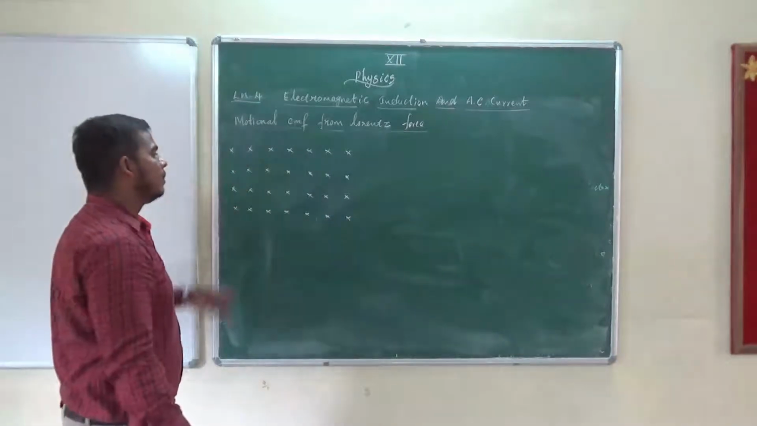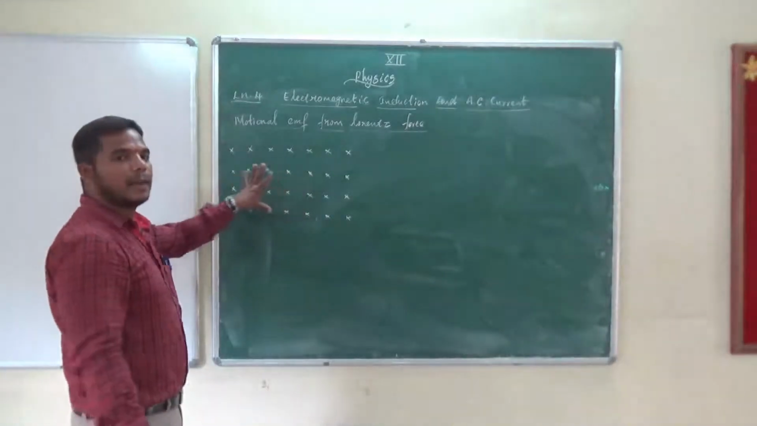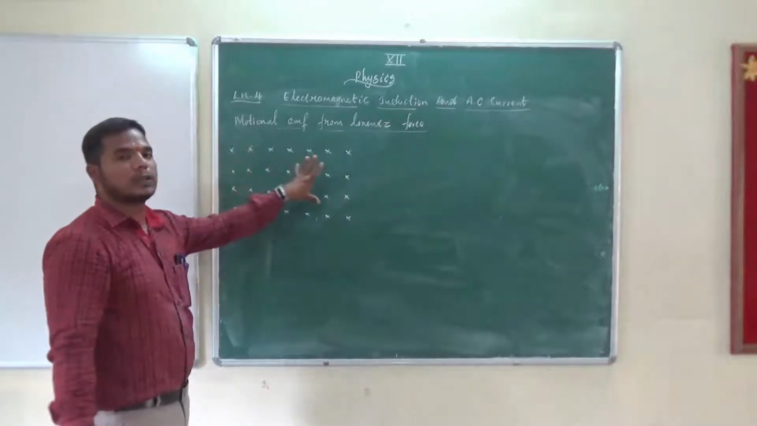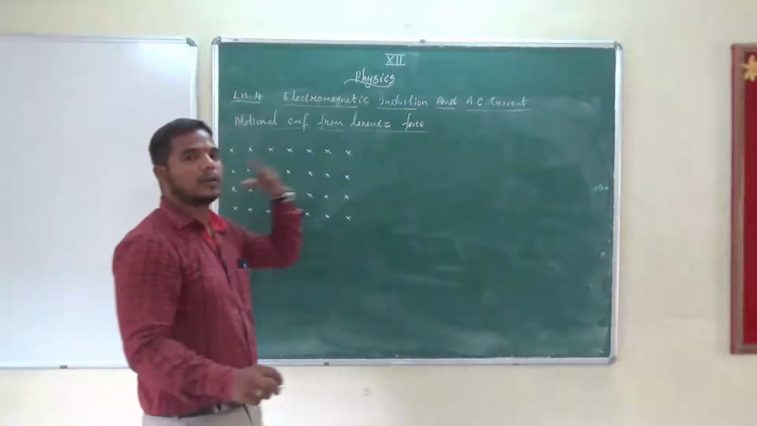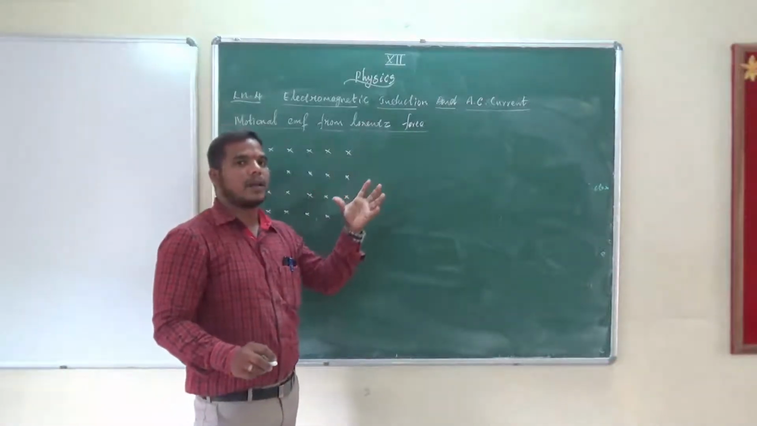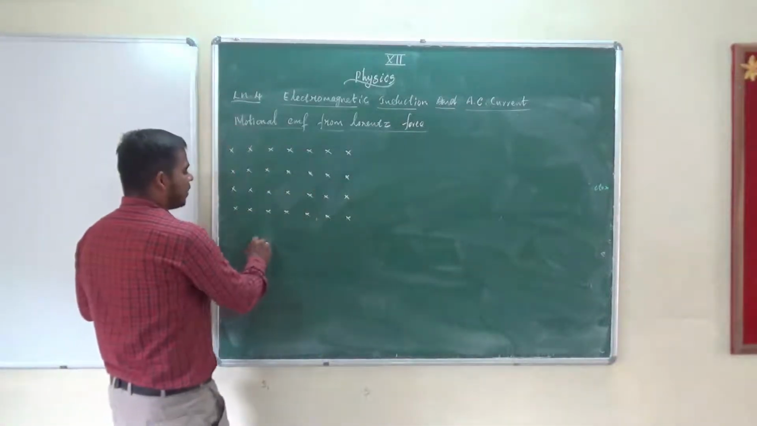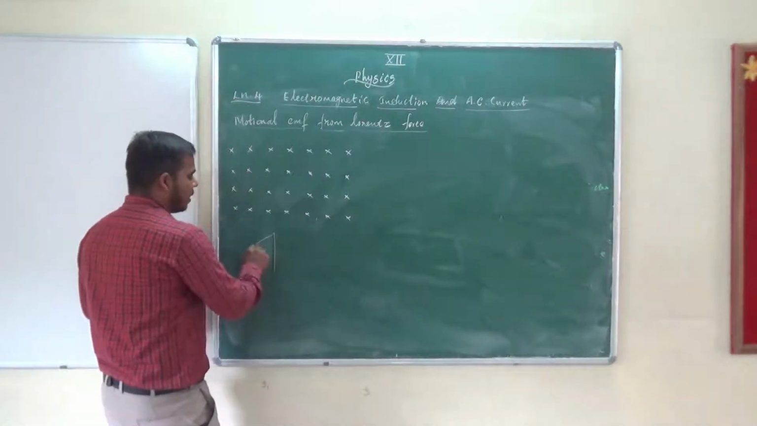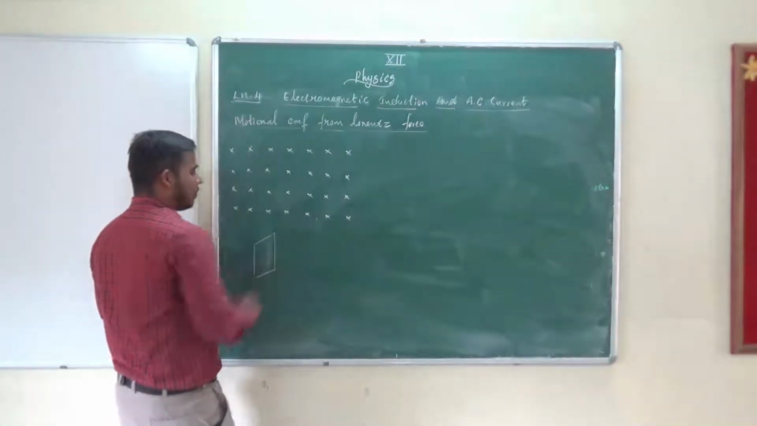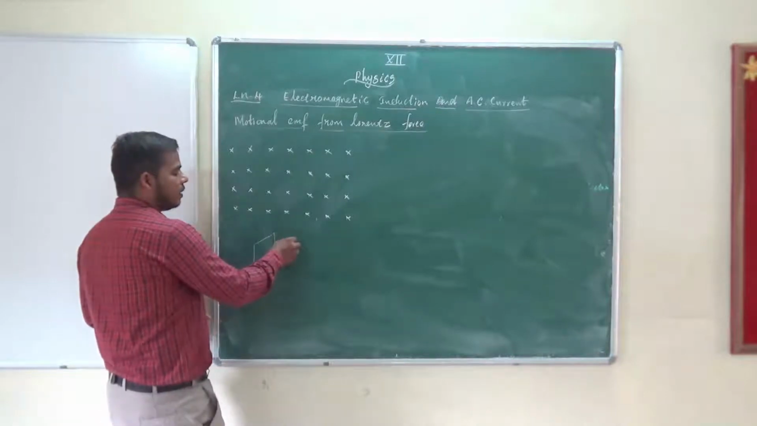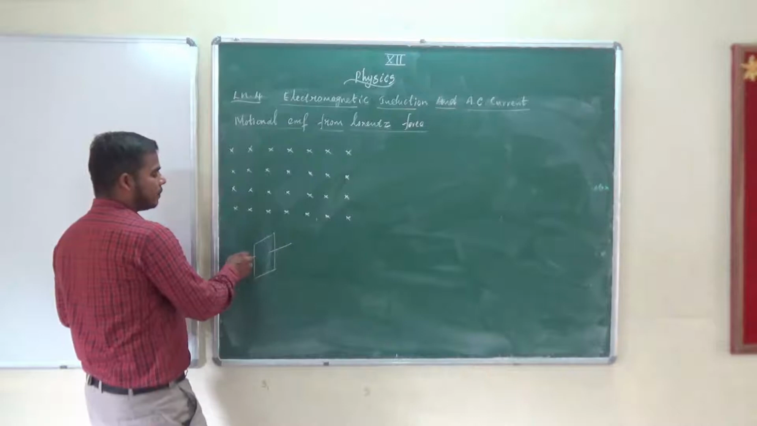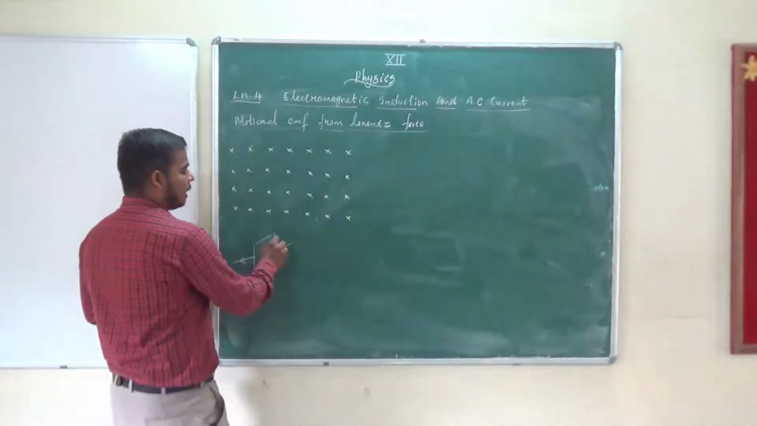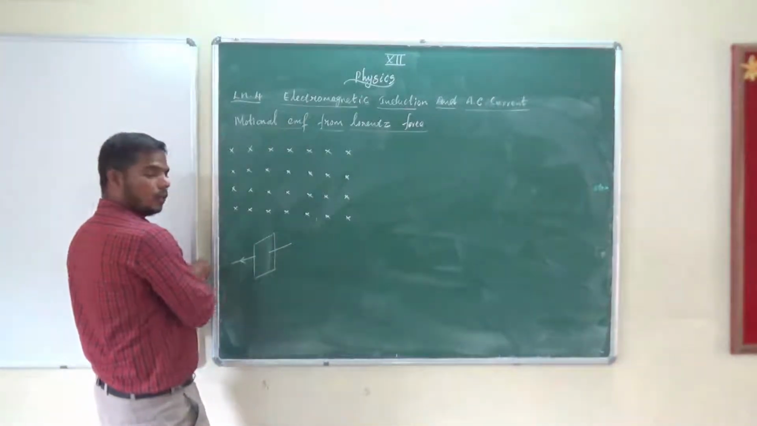Uniform magnetic field. What does uniform magnetic field mean? It means the field is perpendicular to the plane of the paper. Suppose here at the board we can't see the paper. If I draw another diagram, we will consider this as the paper. The magnetic field moves and crosses through the paper, into the paper and out of the paper.